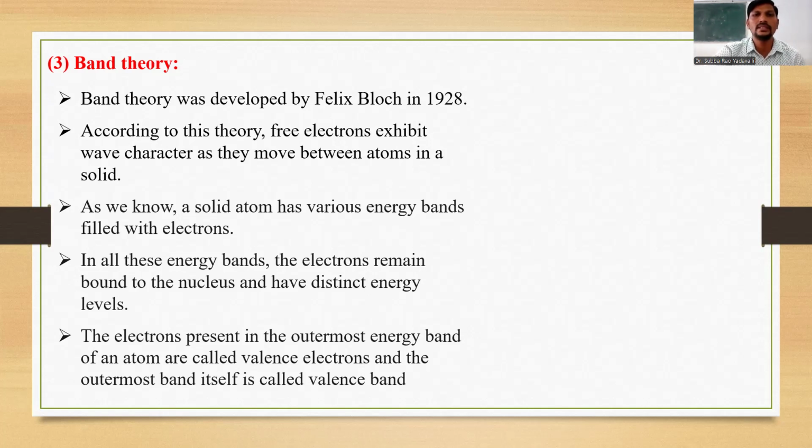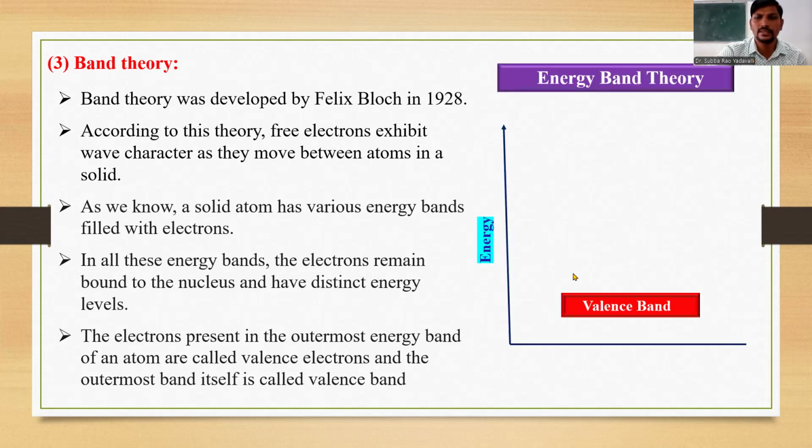This is the valency electrons. If you see in the diagrammatic representation, I am showing it here for easy understanding. Here, the valency band is the outermost orbit having the electrons. This valency band has the free electrons. Above the valency band, there is another band, that is the conduction band.